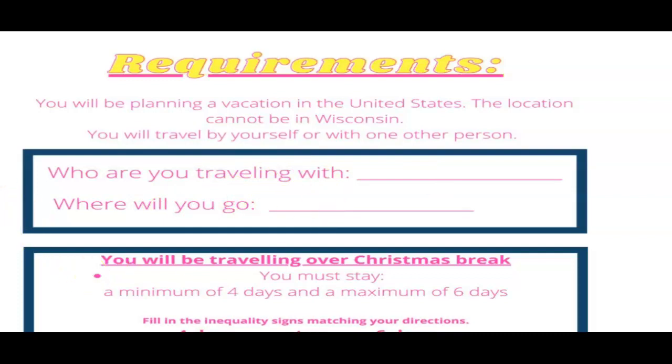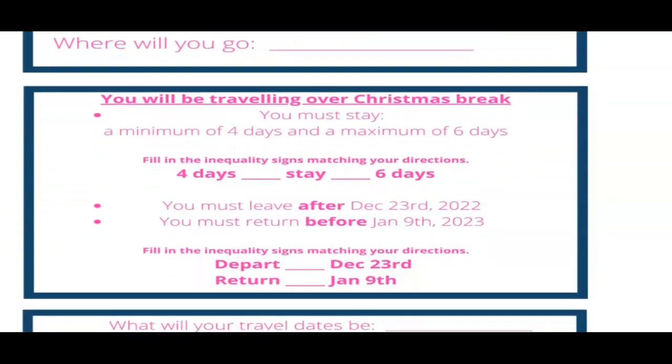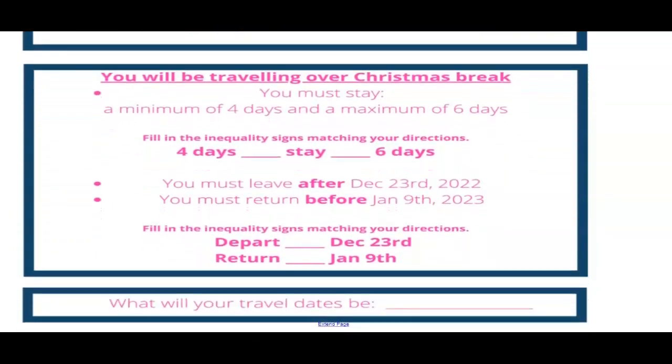Okay, here are the parameters. You have to travel over our Martin Luther King and Christmas break. You must stay a minimum of 4 days and a maximum of 6 days. Ooh, what would that inequality be? My stay is a minimum of 4 days and a maximum of 6 days. What are my inequality signs going to be in this compound inequality? Make sure that you have that filled in.